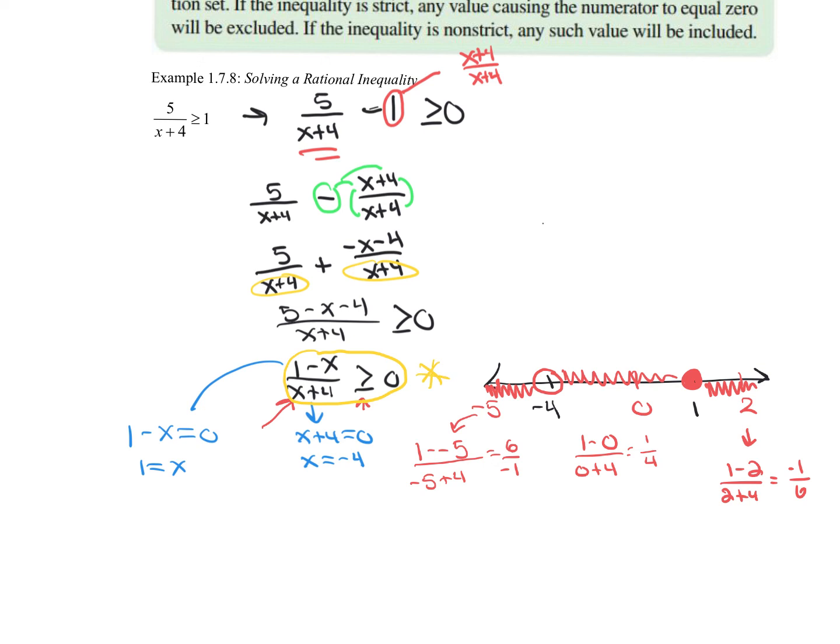This inequality says, where is my fraction greater than 0? My answer is parenthesis -4 to 1, and the 1 gets a bracket. So this is my answer. Okay, one more time, last problem.